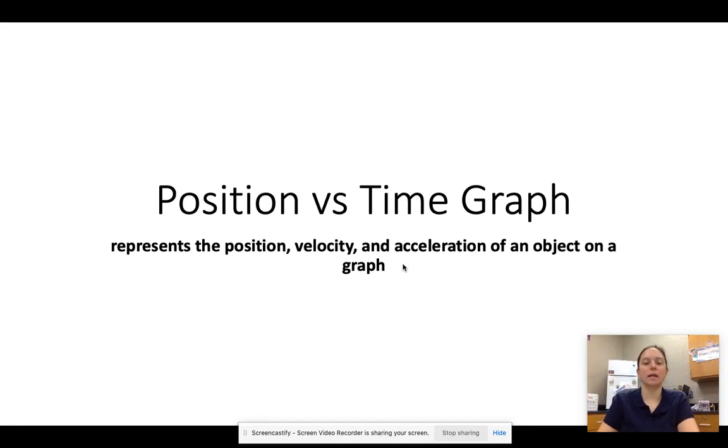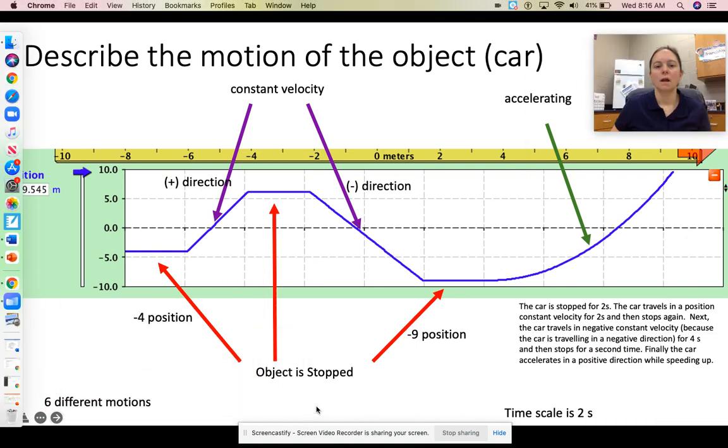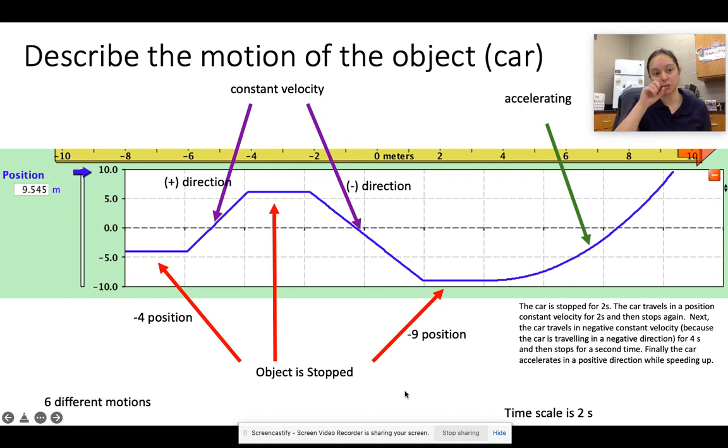We're going to go ahead and review position versus time graphs and look at where forces would be applied to the position time graph as well as motion maps. So remember, position time graphs tell us position, velocity, and acceleration of an object on a graph. If we look at this position time graph, this should look familiar. This came right off of the PhET simulation.